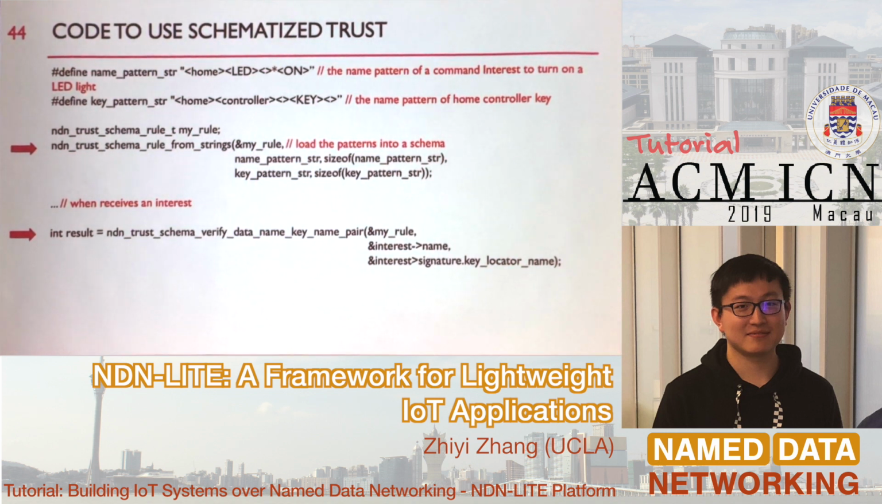And then you load these two patterns into a trust schema rule using the function called NDN trust schema rule from strings, where you pass these two strings into it. And when you receive a packet, let's say when you receive an interest packet with a signature, then you can check this interest packet using the function as we mentioned, NDN trust schema verify data name, key name pair. To verify it, and then it will return a boolean to indicate whether the packet is valid or not.